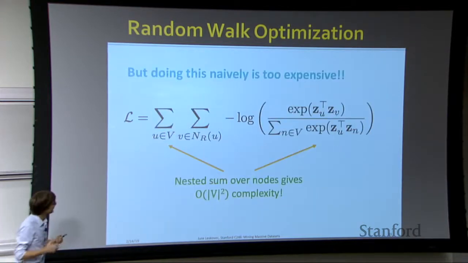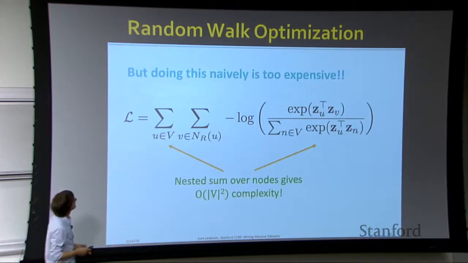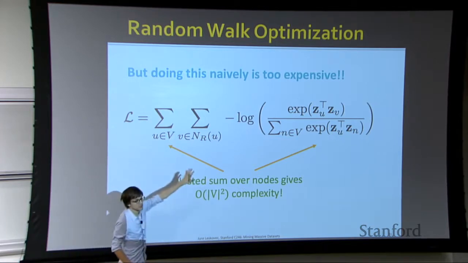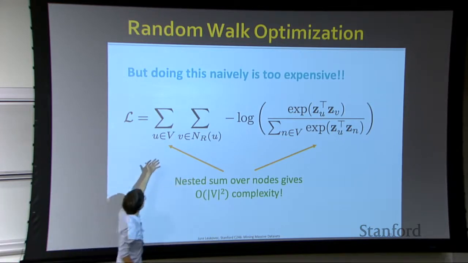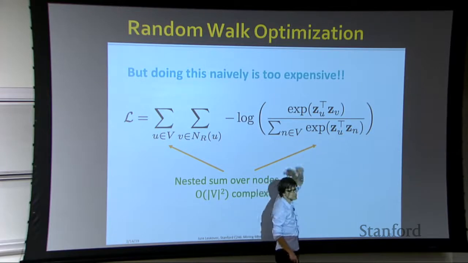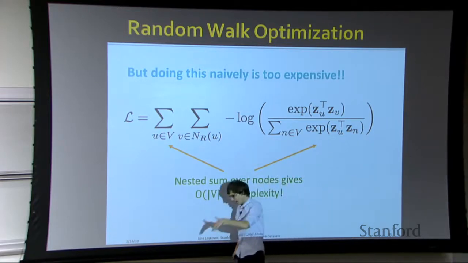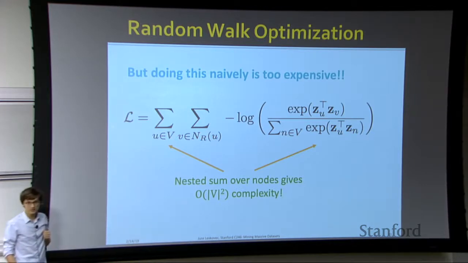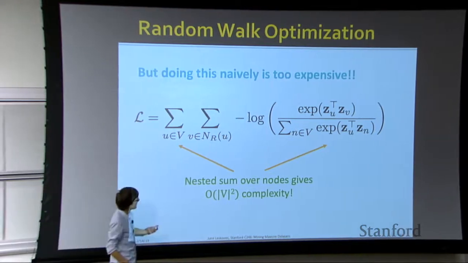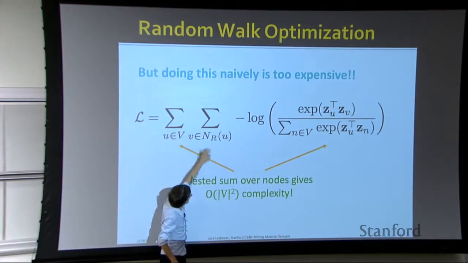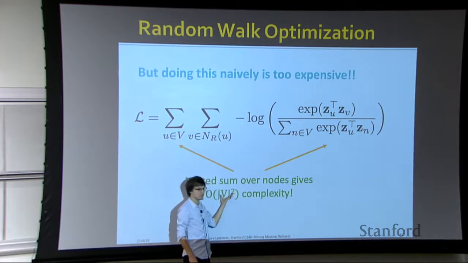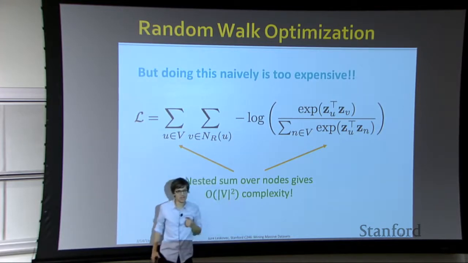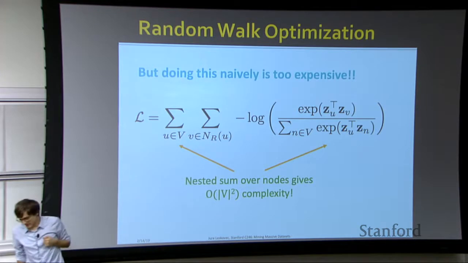So what I want to say is that solving this optimization problem naively, taking the gradients with respect to z and skiing down the slope using stochastic gradients or mini batch stochastic gradients or whatever you want, will be expensive because I have a nested summation. This summation takes quadratic time in the size of the network, which is prohibitively expensive.